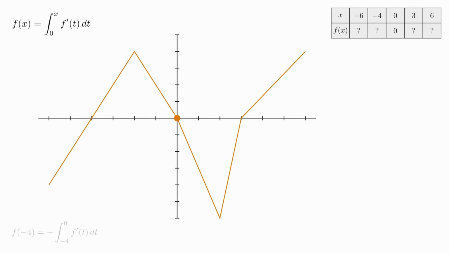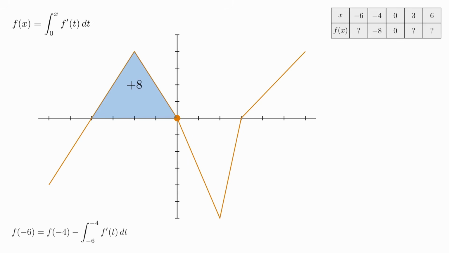Let's go through the table. I'm first going to find f of -4. I'm going backwards, which means I need to flip the bounds and change the sign. Once I do that, I now just need to find the area as I move from left to right. So I'm going to just sweep from left to right. I get that that area is +8, which means that f of -4 is the negative of +8, or -8, and then we just put that up in the table.